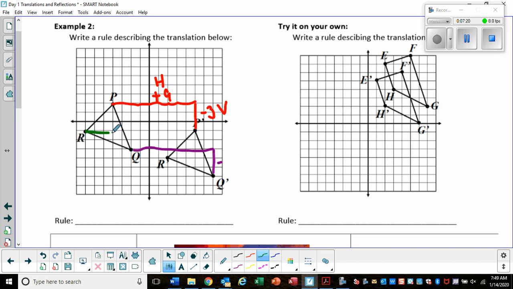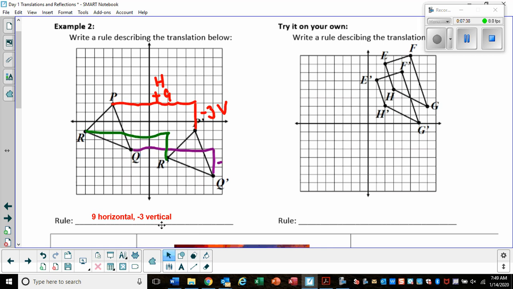Every other point moves the same way to get from one to the other. But they're all going to the right 9 and down 3. So that's our translation that happened. Okay? 9 horizontally and down 3, which is the -3 vertically.